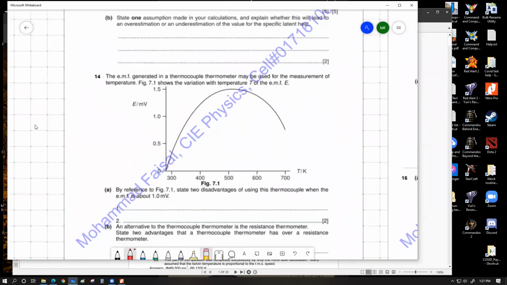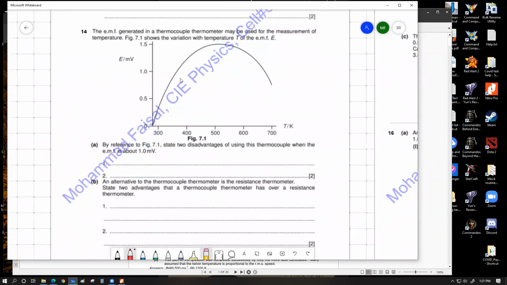Let's have a look. The EMF generated for a thermocouple in a thermocouple thermometer may be used for the measurement of temperature. Figure 7.1 shows the variation of temperature T to the EMF E. So we have an EMF versus temperature, Kelvin temperature scale, which looks like a graph. By reference to figure 7.1, state two disadvantages of using this thermocouple when the EMF is about 1 millivolt.